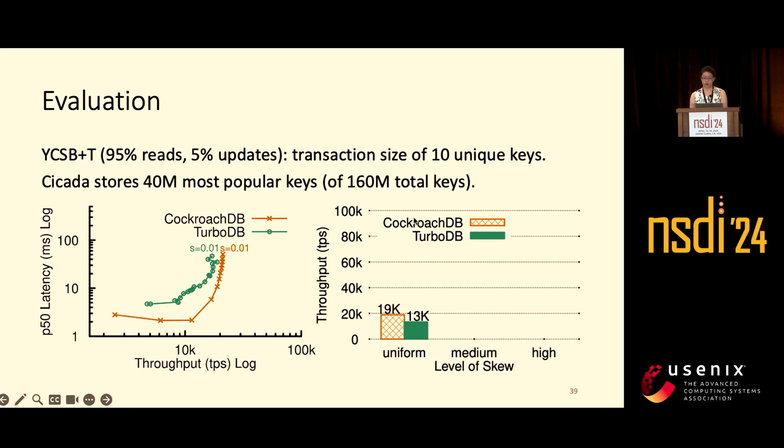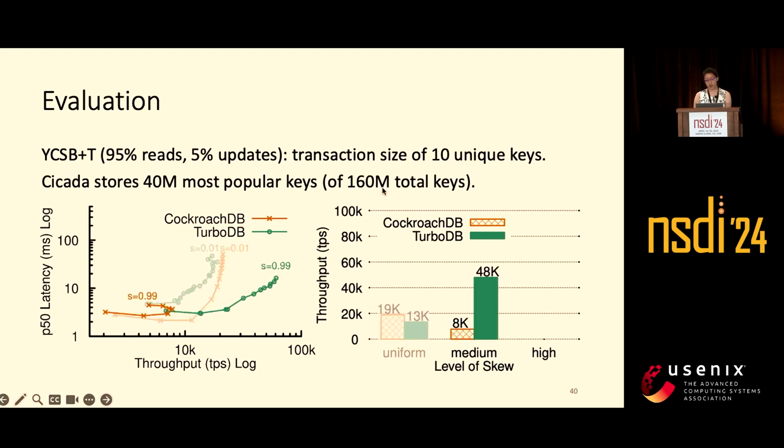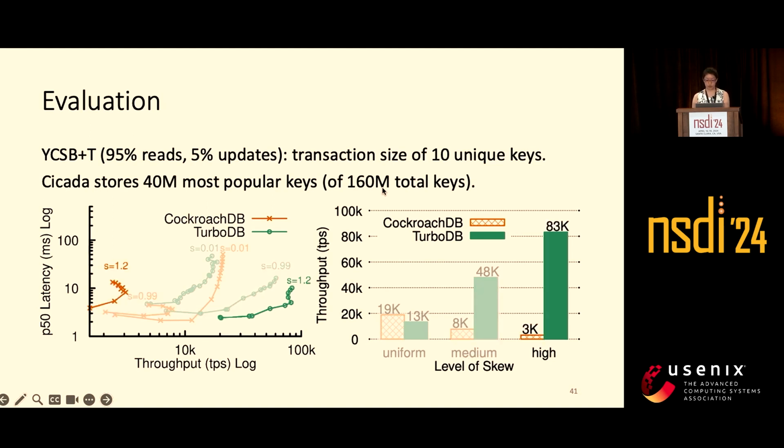Under uniform workloads, so workloads with no skew, CockroachDB and TurboDB perform similarly, with Cockroach slightly outperforming Turbo. Since high skew is what Turbo targets, it minimally impacts uniform workloads. At medium skew, TurboDB starts showing a performance advantage. And at high skew, TurboDB outperforms Cockroach with both lower latency and an order of magnitude higher throughput.